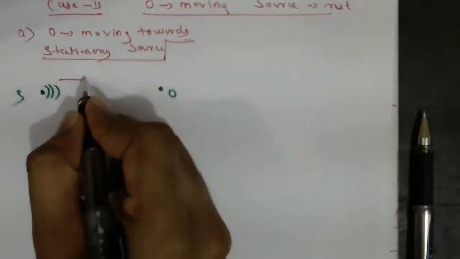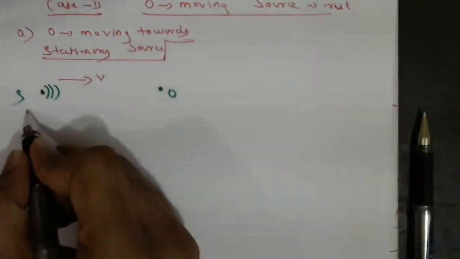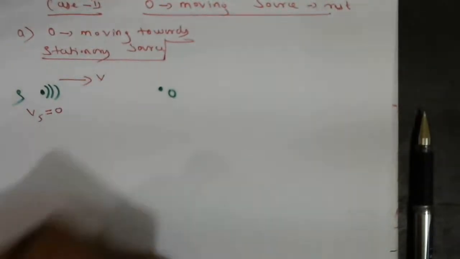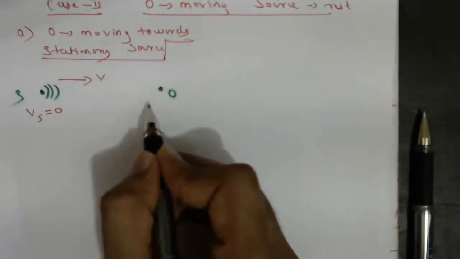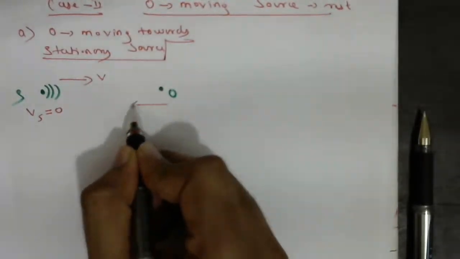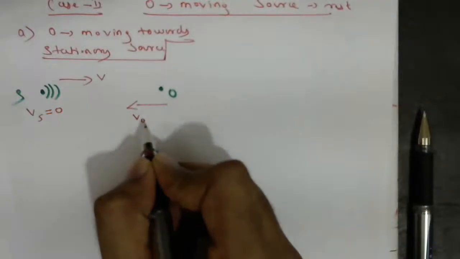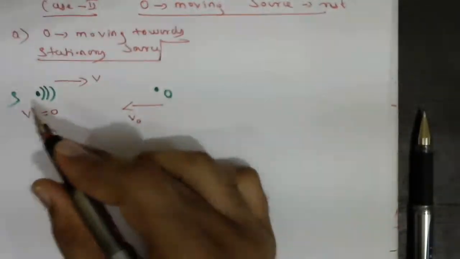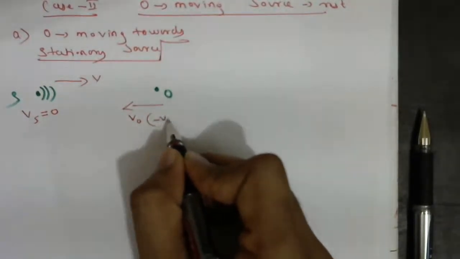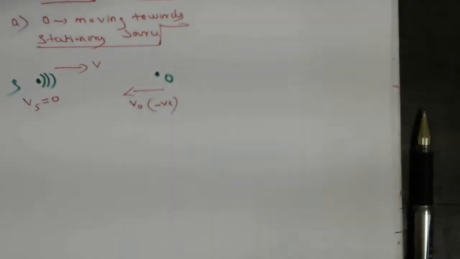Velocity of sound always from source to observer. Velocity of source is what? 0, because which is at rest. Observer is moving towards source, that V naught. We have to take positive or negative? If direction of velocity from observer to source means we have to take negative. Already I said that sign convention.